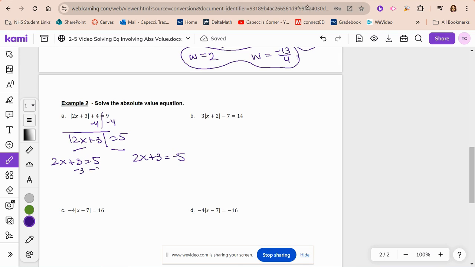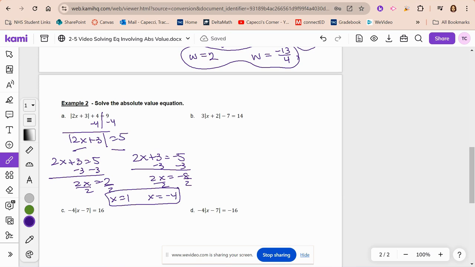Okay, I'll keep going and solve for x. Divide both sides by 2, and x is equal to 1. Do the same thing on the other side. 2x is equal to negative 8. So x is equal to negative 4. So they are our two values. Okay, we're going to keep going.